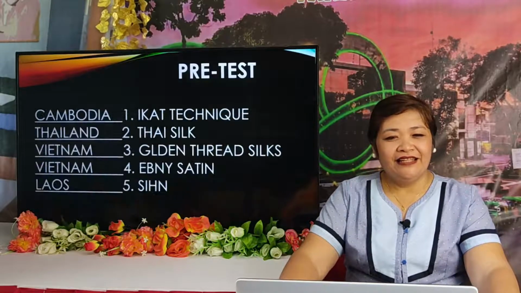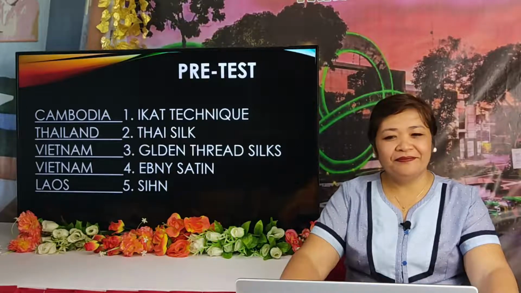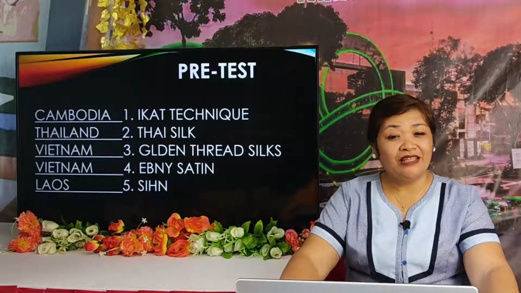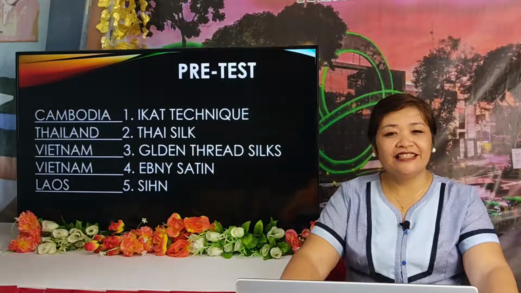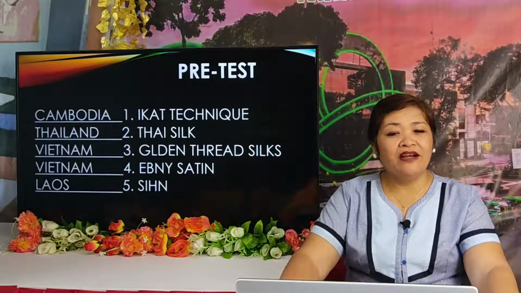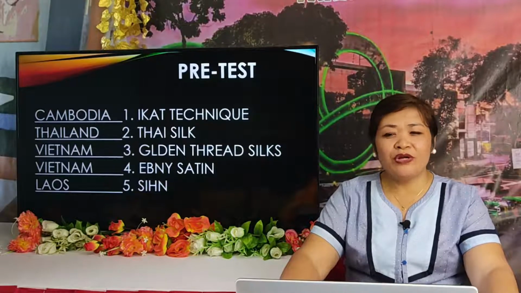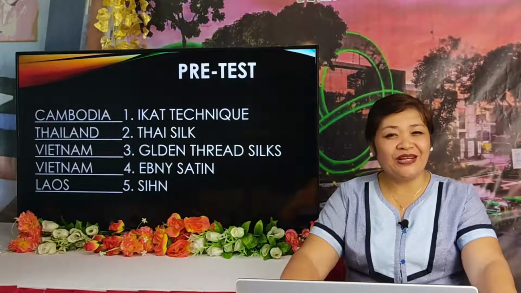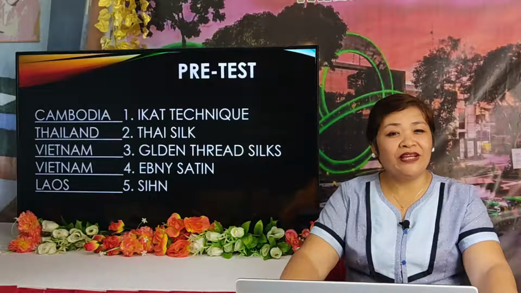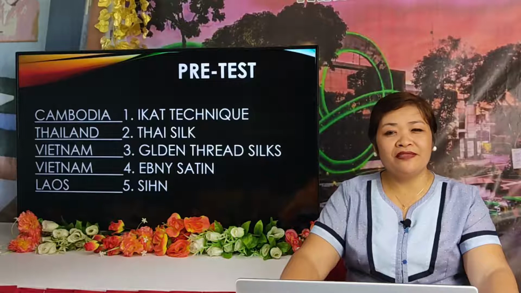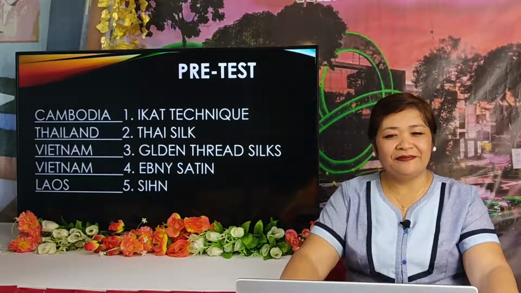Here's your answer key. For number 1, Cambodia. Number 2, Thailand. Number 3, Vietnam. Number 4, Vietnam. And number 5, Laos. Were you able to identify the different words presented? How's your score? Do not worry if you were not able to identify the fabrics of Southeast Asia, because you will learn more about them as we go on our lesson.